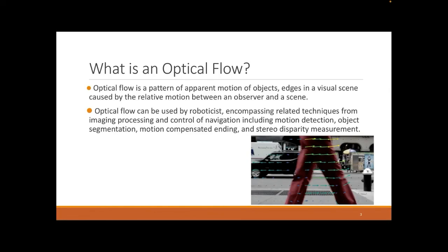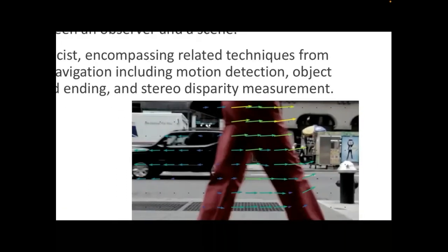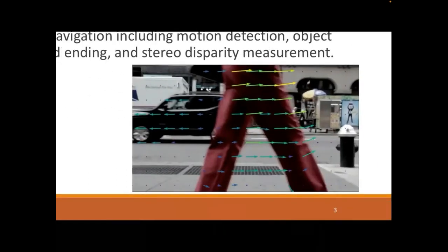Optical flow is a pattern of apparent motion of objects or edges in a visual scene caused by the relative motion between, let's say, the previous frame and the current frame. And optical flow can be used by, let's say, robotics or some image processing, etc. And here is an example of optical flow.